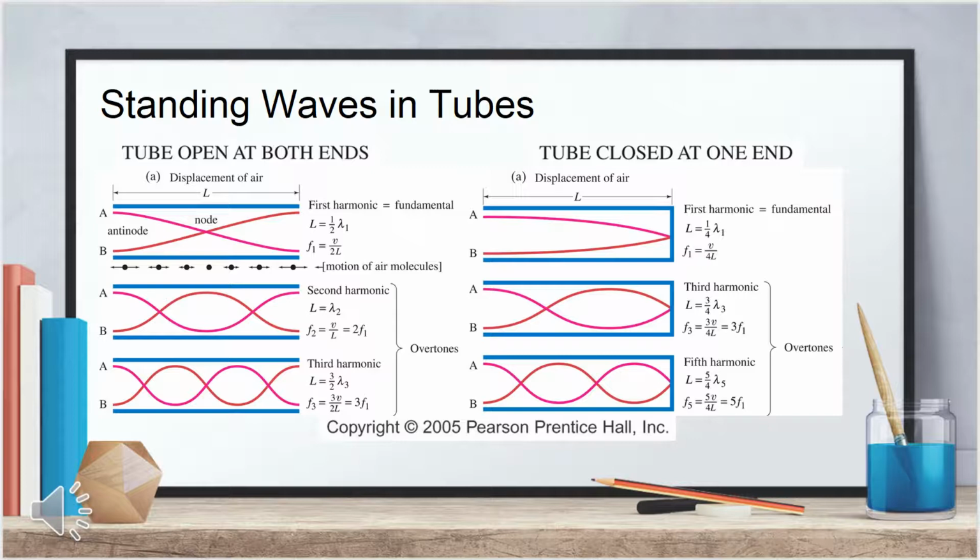One thing to keep in mind is that when a standing wave is in a tube, the length will change depending on whether or not the tube is open at both ends or closed at one end. For example, when the tube is open at both ends, the first harmonic is 1/2 of a wavelength, while in a tube that is closed on one end, the first harmonic will be 1/4 of a wavelength, and that's shown in the diagram in the first row of pictures.